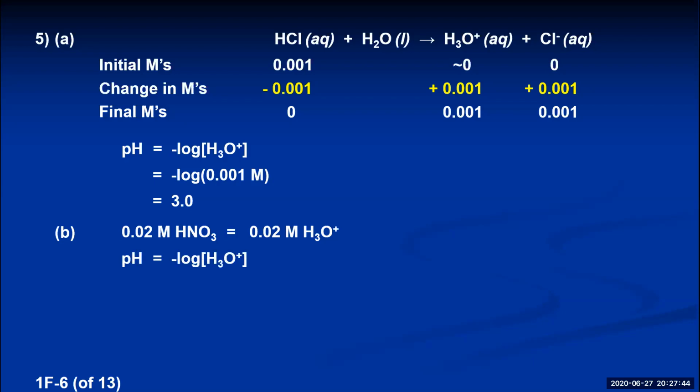So to calculate the pH, I'm just going to take the negative log of that number, and 0.02 is a 1 significant figure molarity, so my logarithmic pH will have 1 digit past the decimal point. The pH will be 1.7.